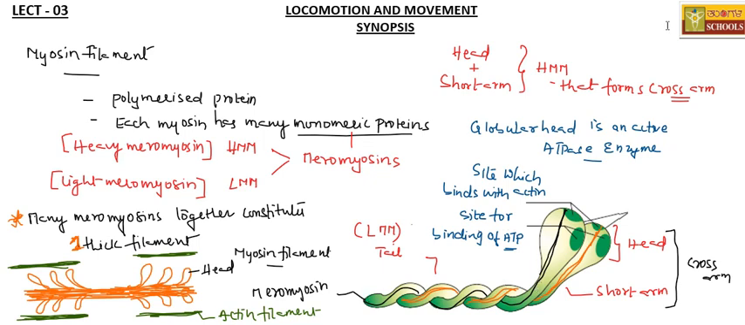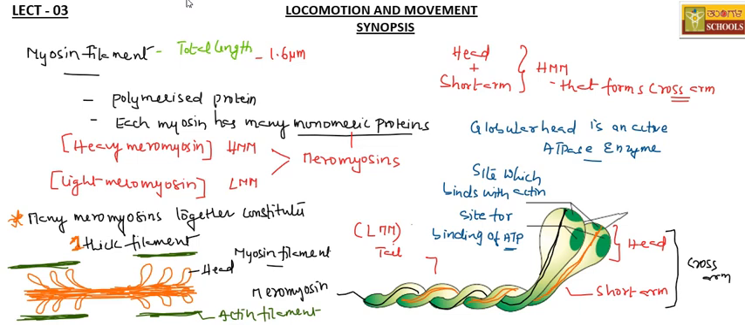So the next part is, we'll see about the triad system. And before I go to discuss the triad system, here are a few more points. The myosin filament's total length will be uniform and is almost exactly around 1.6 micrometer. So it's 1.6 micrometer.